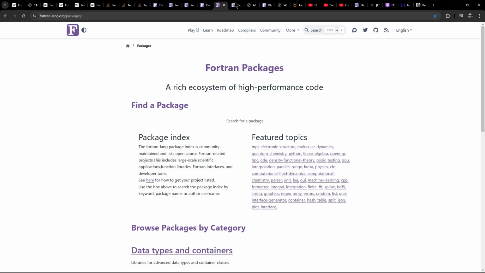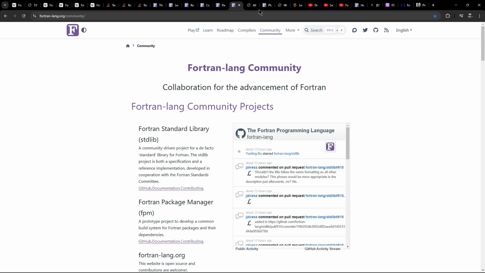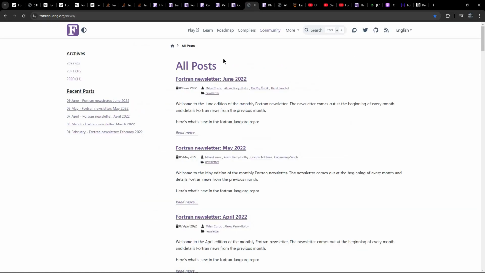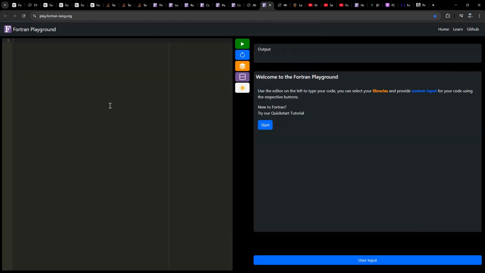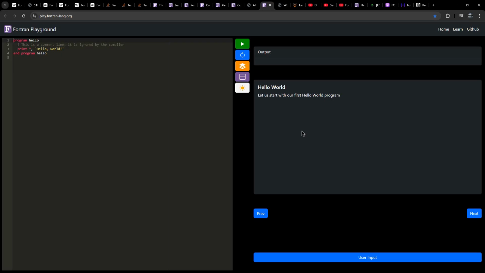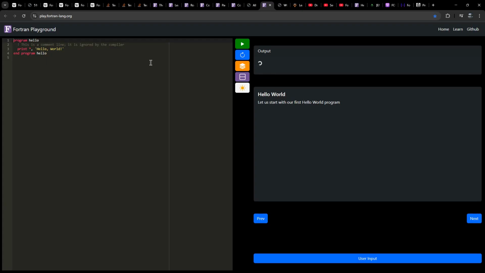Fortran packages, community page, and I've also got a link to the posts for the newsletters. And then this, which is always nice to see on the main site, a Fortran playground, so you can play around without even having to download the compiler. And it's got a quick start tutorial in it as well, which is really cool. So you play around with this, see what it does. Run from up here, you get your output. So it's obviously compiling and running there. It's a little bit slow, not quite sure what's going on there.